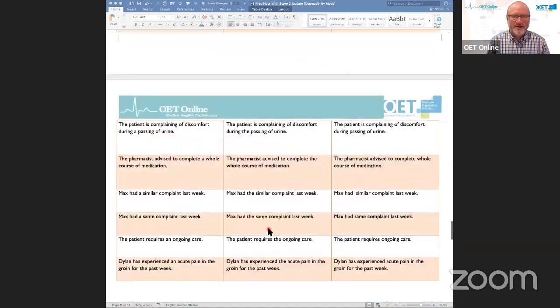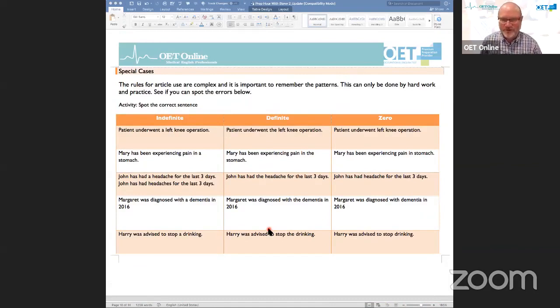All right, here we go. Now I'm going to go through these. This is the same. We'll go through these relatively quickly. These are special cases. So we've gone through all the rules, but there are so many cases, and I'll try to explain these quickly as we go. So we've got three sentences. On the left, indefinite, in the middle, definite, and on the right-hand side, zero. I want you to tell me which one is right.